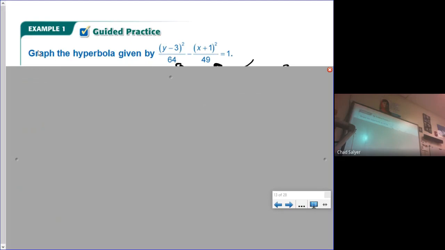So for the a and b, is it always the second one, or is a always under the positive term? a squared is always the first one listed in standard form, the one that's positive. That's another one of those little things to remember. Challenge you on this too. All right, so identify a squared. Which one is a squared? Yeah, so a squared is 64, let's say.